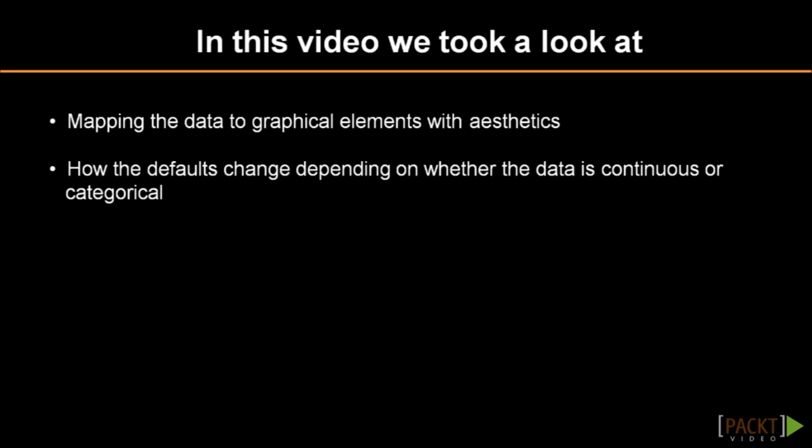We've seen how to link the data to graphical elements through the use of aesthetics and how the type of data, either continuous or categorical, is automatically used by ggplot2. In the next video, we will clarify some subtleties about aesthetics, which can be a bit puzzling at first sight.